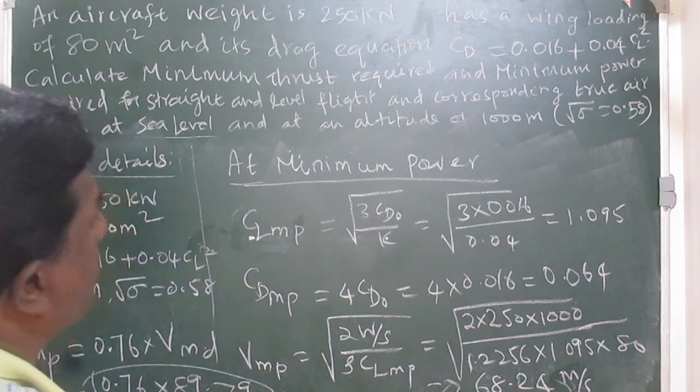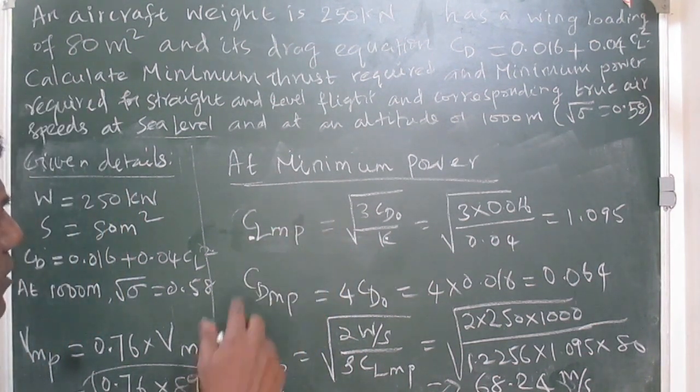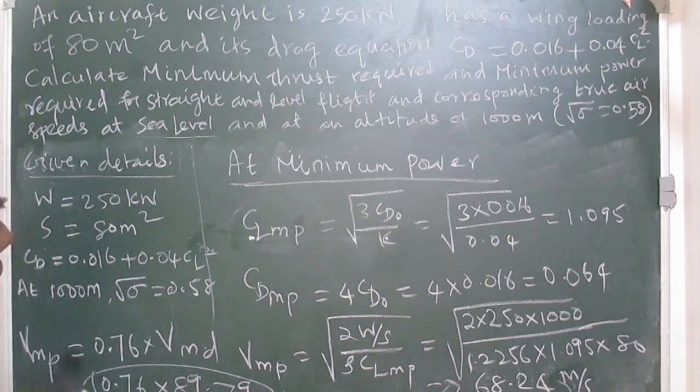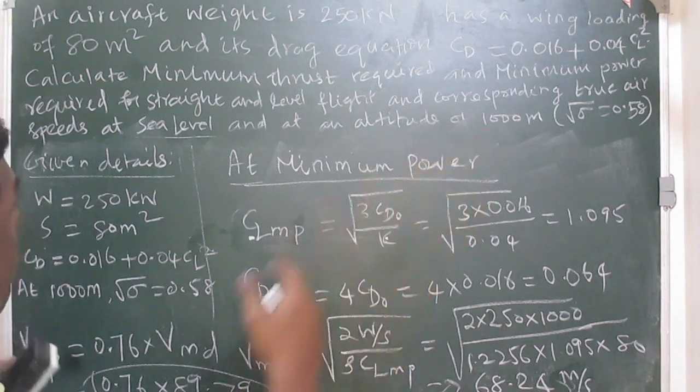So now we got the minimum power as well as minimum drag condition values. Now let us find the minimum thrust required and minimum power required.